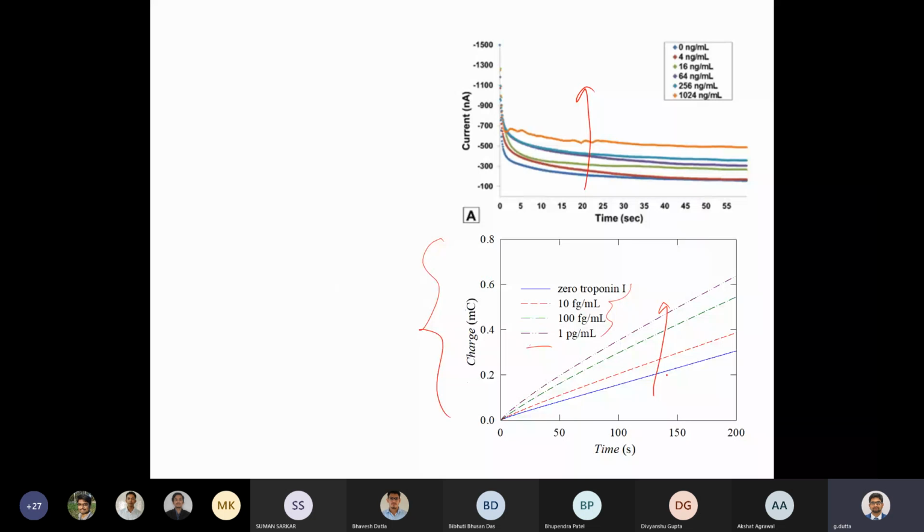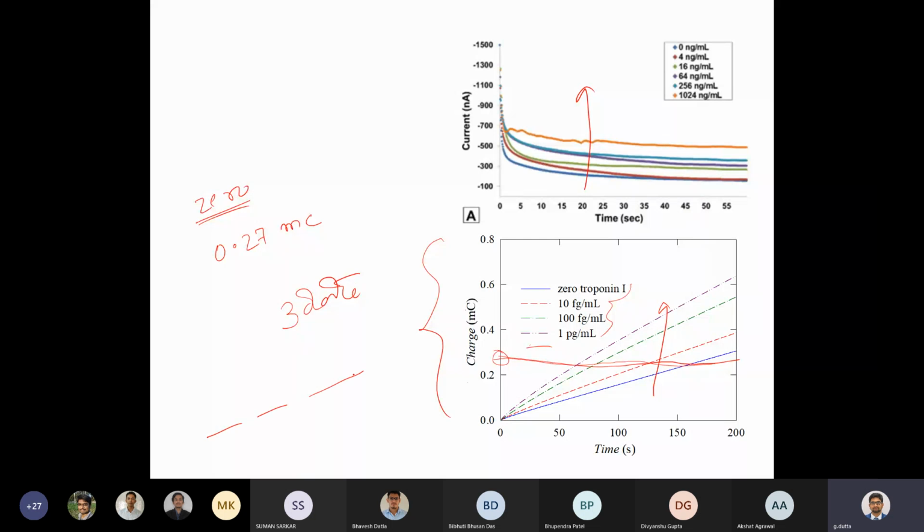Then in each concentration, you have to check at least 3 data. So at least 3 data you have to measure. Suppose in the 0 concentration, you are getting how much current, how much charge. Sorry, I cannot draw properly. Suppose for the 0 case you are getting 0.27 millicoulomb. This is your 0 charge. So you have to measure 3 data on similar biosensors.